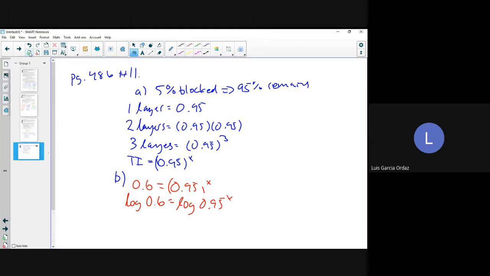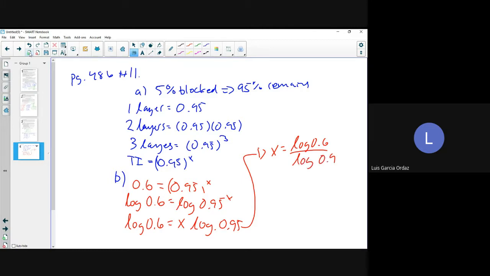And based off our power rule, we can just do log of 0.6 is equal to x times log of 0.95. And then it is pretty easy to isolate for x after this. So we get x is equal to log 0.6 divided by log of 0.95. And who can tell me what log of 0.6 divided by log of 0.95 gives us? Which gives us x is equal to 9.96, which means that the piece of plastic is 9.96 millimeters thick.